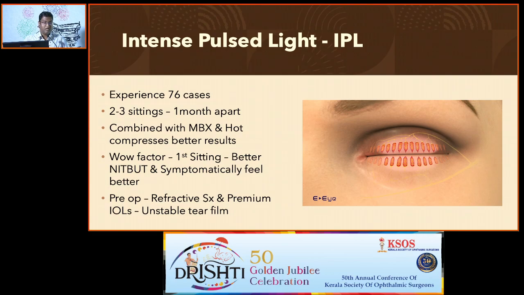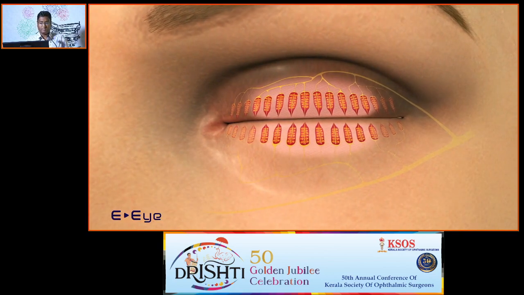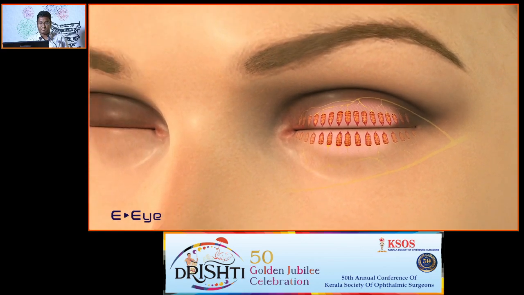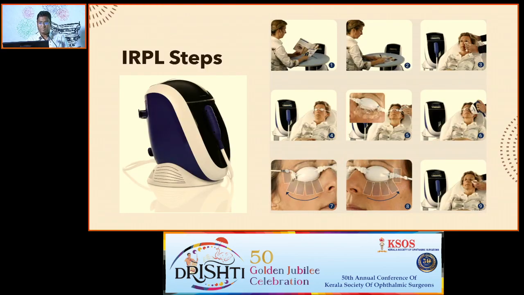We do it in cases where there is a compromised cornea, in refractive surgery and premium IOLs. So whenever you diagnose dry eye or compromised dry eye before surgery, it is the patient's problem. Post-operatively, it becomes the doctor's problem. This is the IPL animation. I'll skip it in the interest of time. So these are the steps. Depending upon the skin color, the intensity of IPL is adjusted, and we do it in 5 shots in each eye. 4 in the lower region and 1 in the lateral canthal region.